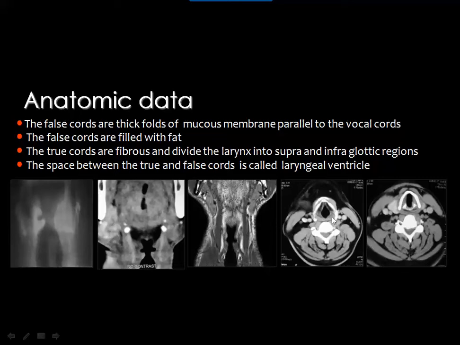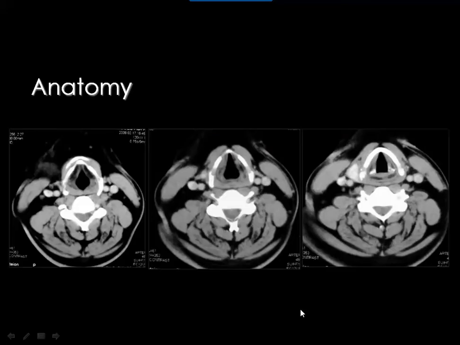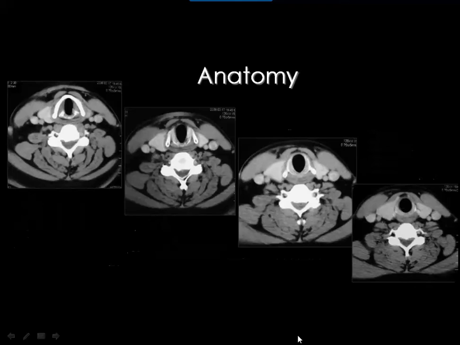Then you are able to see the false vocal cord, which is not a true cord, it is a mucosal fold containing fat. Then this is the true vocal cord. This is the arytenoid cartilage, the true vocal cord. You go upward, then you are able to see the false vocal cord.